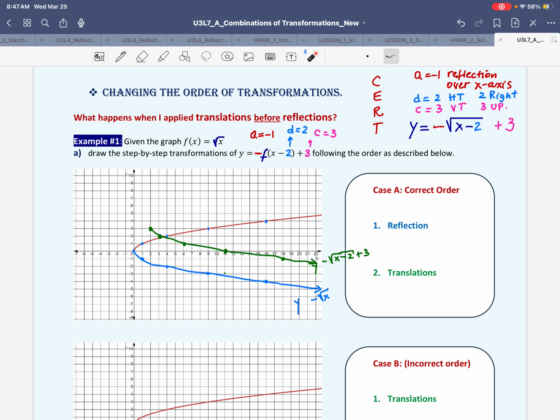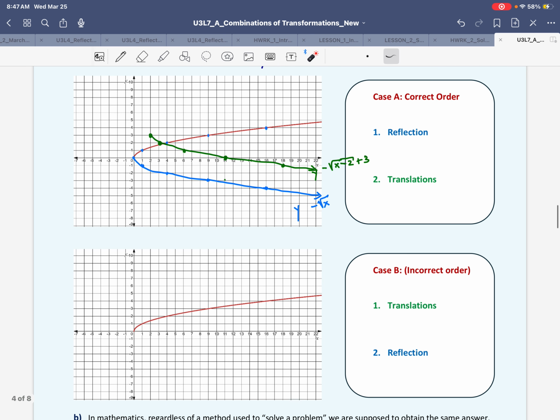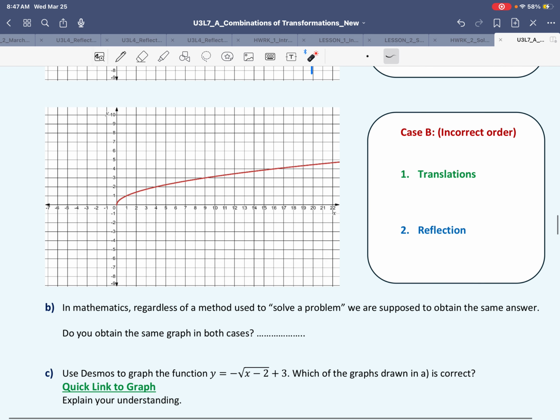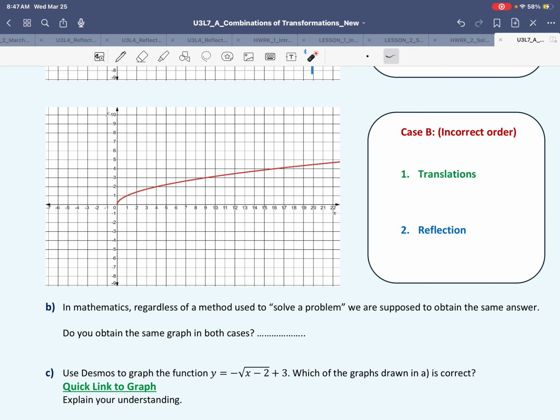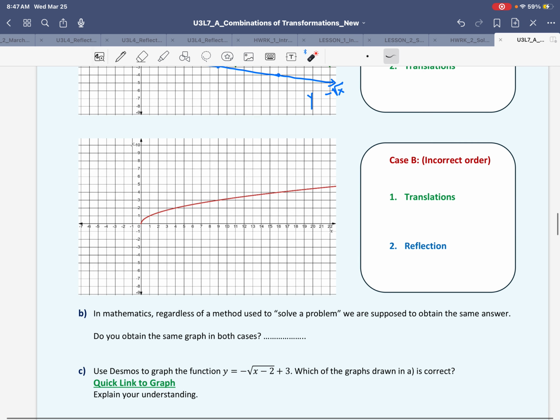Now, what would happen if we change the order? What would happen if we felt like doing translations first and then reflect the function? So in mathematics, normally when two different methods can be used to solve a problem or to answer a question, they should produce the same result. So if the result is the same, then we're good. But let's take a look first.